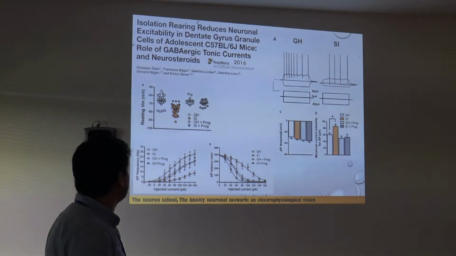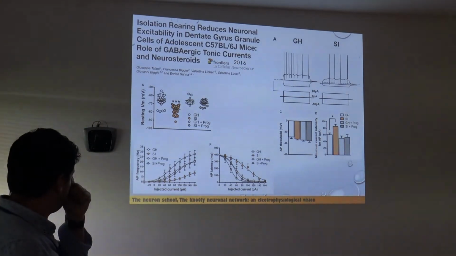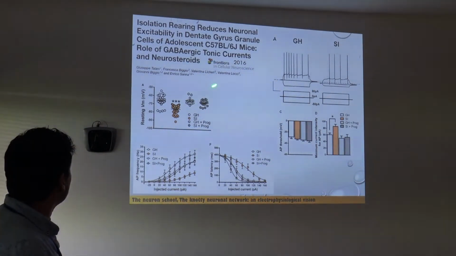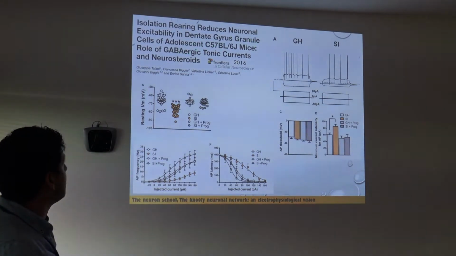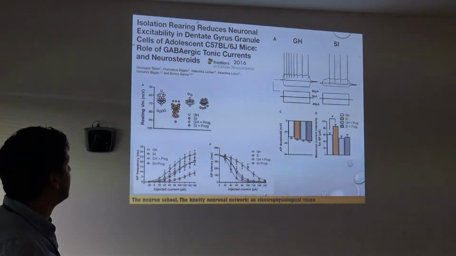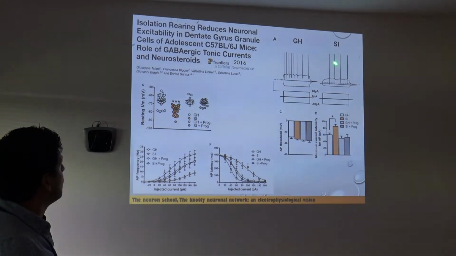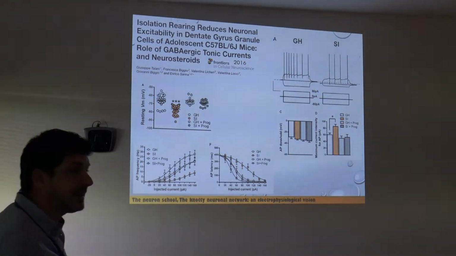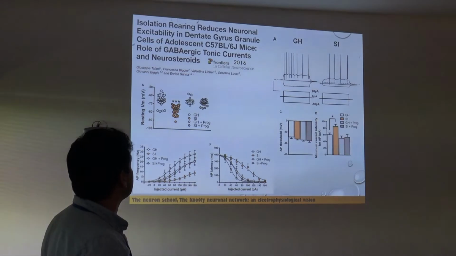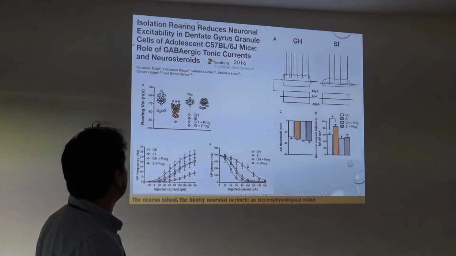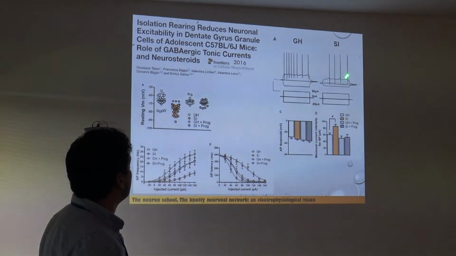And this is just a sample of one of our publications in which we isolated the animals just after weaning, and we demonstrated that there is a decrease in excitability in the neurons of the dentate gyrus from C57BL/6J mice. And as you can see, we conclude that there is a decrease in excitability because here you can see the decrease in firing rate when we depolarize the membrane.